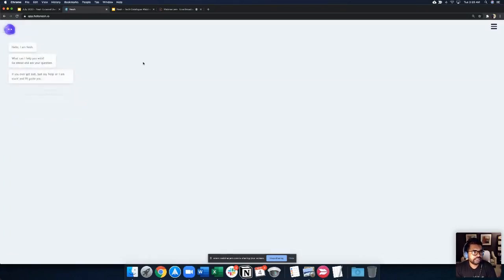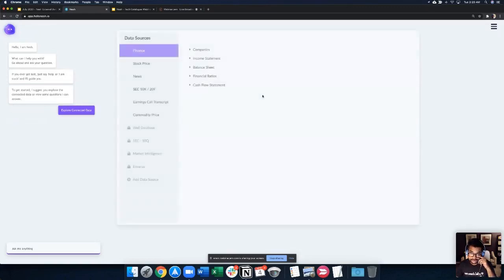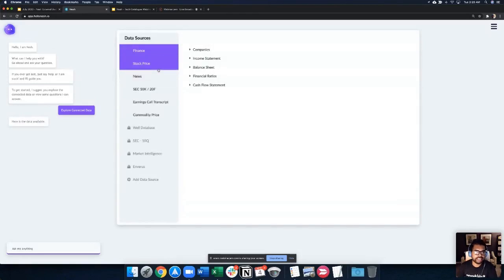So this is what Nesh looks like. We go to a URL, and this instance of Nesh is connected to the publicly available information that we'll use for corporate strategy and competitor benchmarking. So let's look at the data set that Nesh is connected to. You can see Nesh has access to the finance data, the stock price, news articles, SEC data, earnings call transcripts, commodity prices, all of this information. You can add more data sources to it as well.